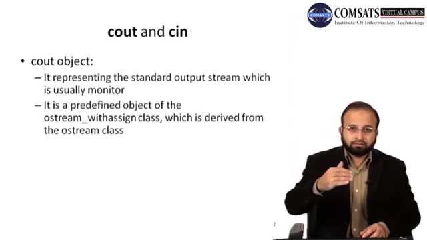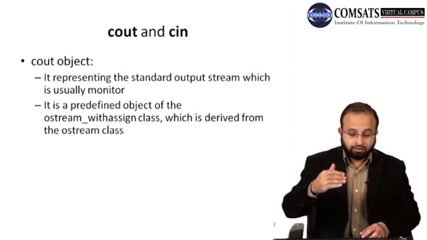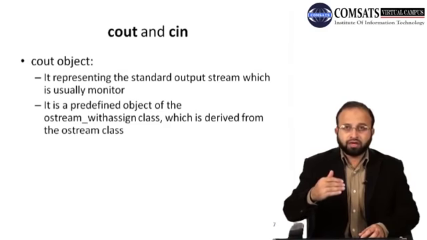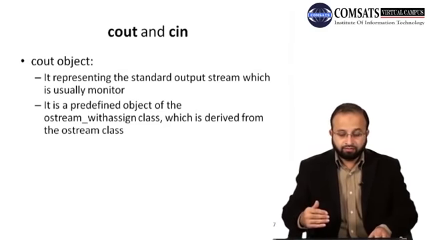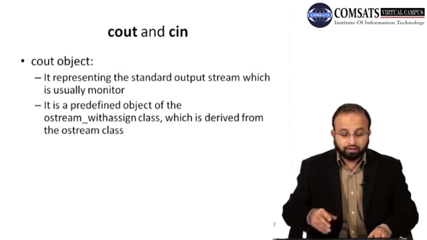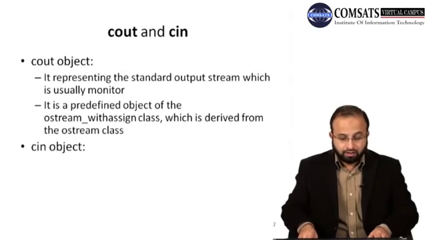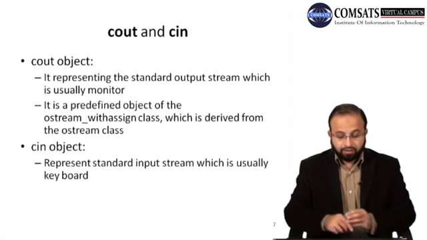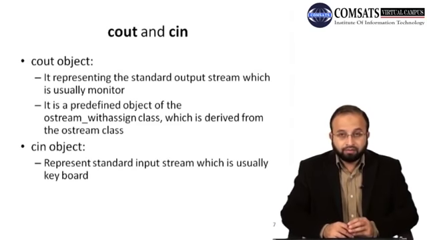So you have an ios class, and then the ostream class that is derived from the ios class, and then we have the ostream_withassign class. Okay. So the ostream_withassign class is the class of which cout is an object. The cout object is an object of the ostream_withassign class, and that class is derived from the ostream class.